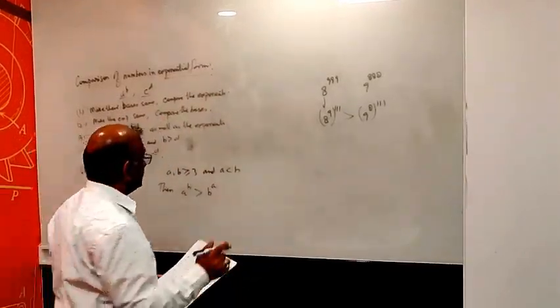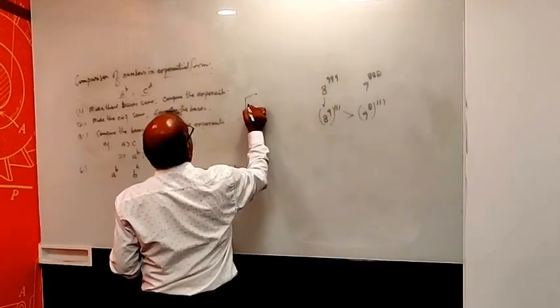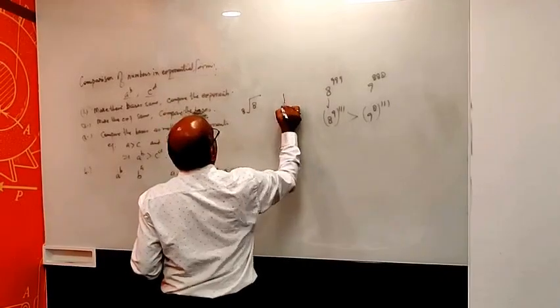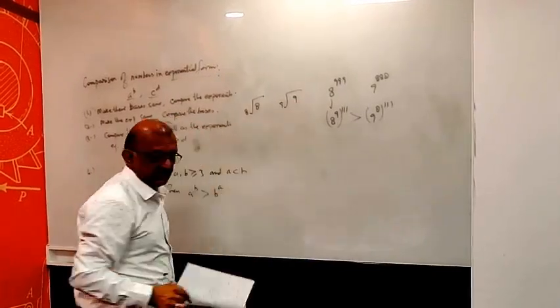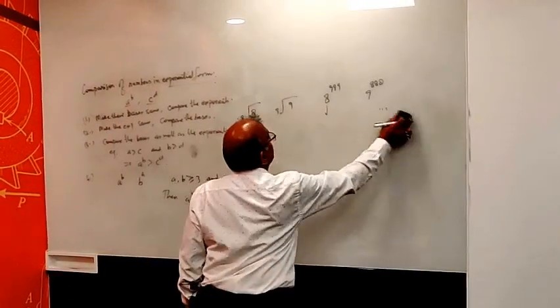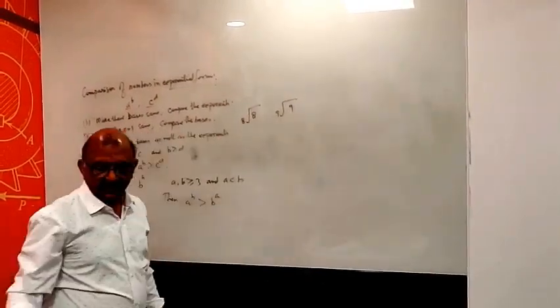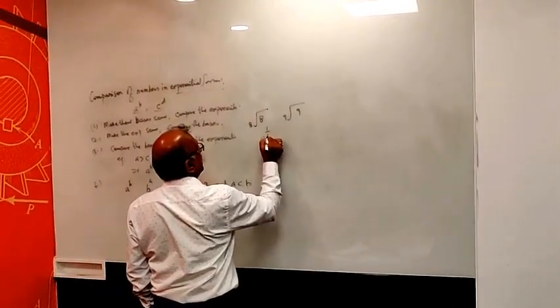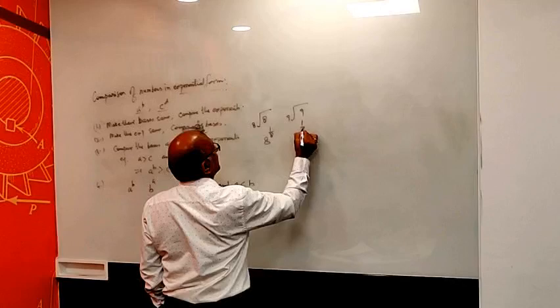And it goes like this. Let's say 8th root of 8 and 9th root of 9. Alright? So how do we go about solving this? The very first thing would be to put them in the exponent form: 8 raised to power 1 by 8, 9 raised to power 1 by 9.